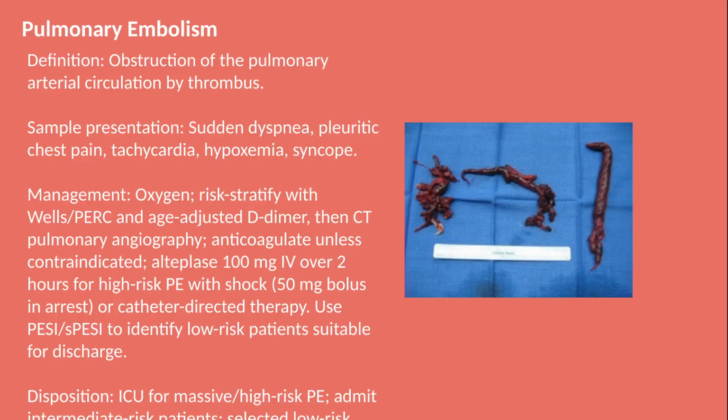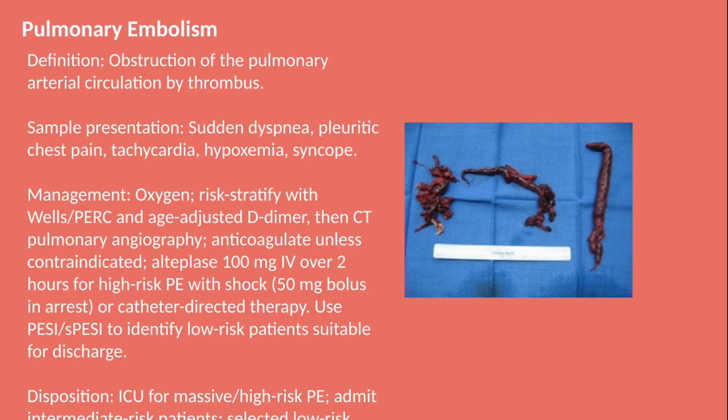Pulmonary embolism is thrombotic obstruction of the pulmonary arterial circulation, and it presents as sudden dyspnea, pleuritic chest pain, tachycardia, hypoxemia, or syncope, with syncope being a particularly ominous presentation because it implies a large clot burden. Give oxygen, then risk stratify, because in this disease, stratification is the treatment plan.